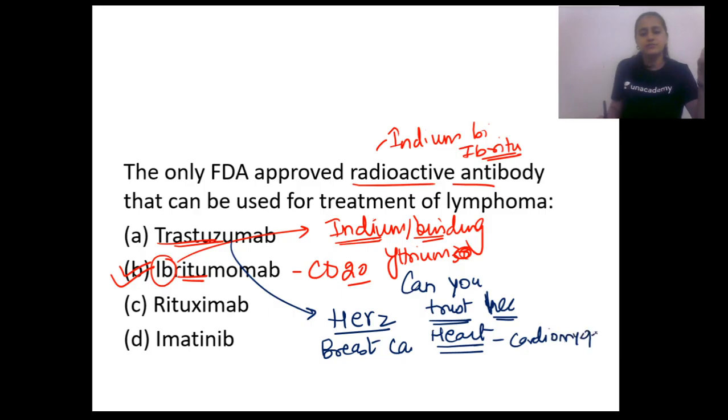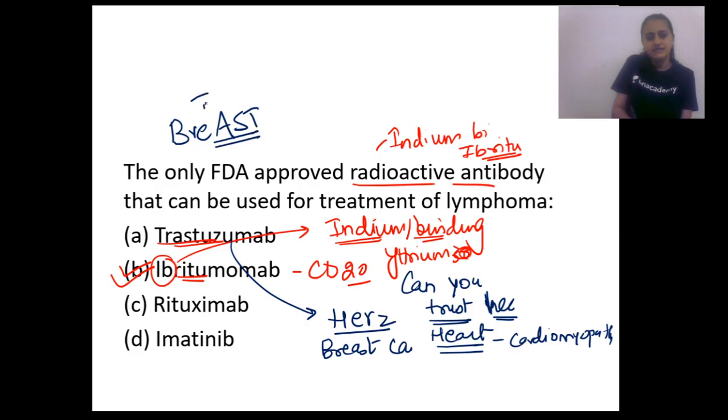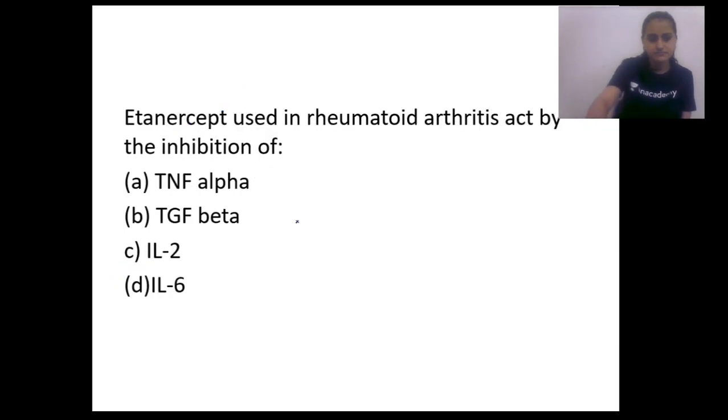So previously asked NEET question, cardiomyopathy is caused by which monoclonal antibody? Trastuzumab. So remember, trastuzumab is, can you trust her? So HER2 receptor, otherwise she will break your heart. Heart means cardiomyopathy. And it is used in breast cancer. Okay. So trastuzumab is used in breast cancer. Remember that. We have already seen this.